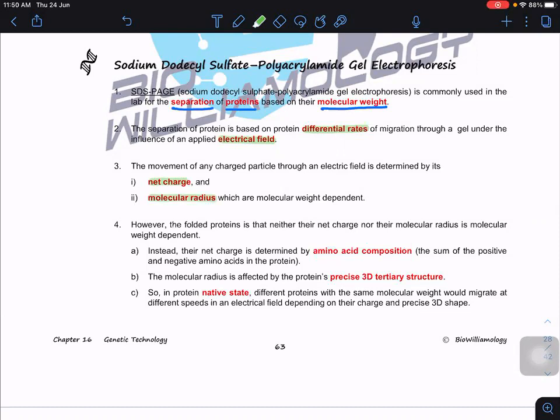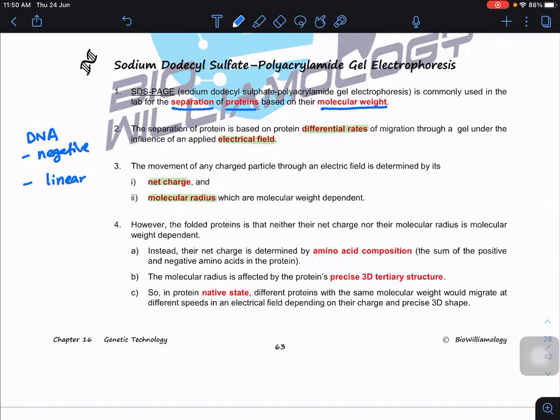Normally in DNA, we don't have this problem. Why? Because DNA is negatively charged. And in terms of shape, DNA is linear. Even though it is a double helix, generally, relatively, it is linear. So the molecular length will be molecular weight dependent for DNA. If I have more nucleotides, it becomes longer, right?